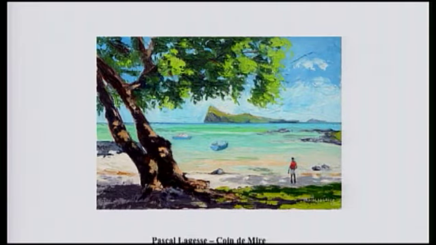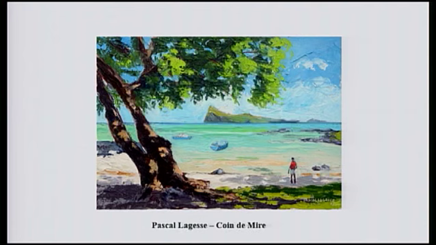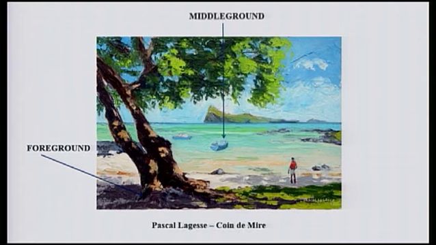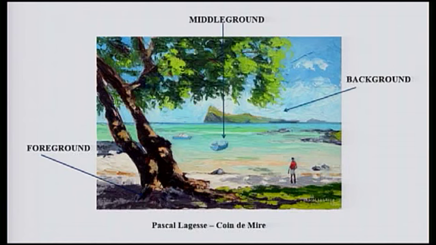Take a look at this local landscape painting of Pascal Lagesse. Can you identify the three grounds? On the foreground, we have a tree. Middle ground, we have the lagoon. And on the background, we have the Gunner's Point Island.